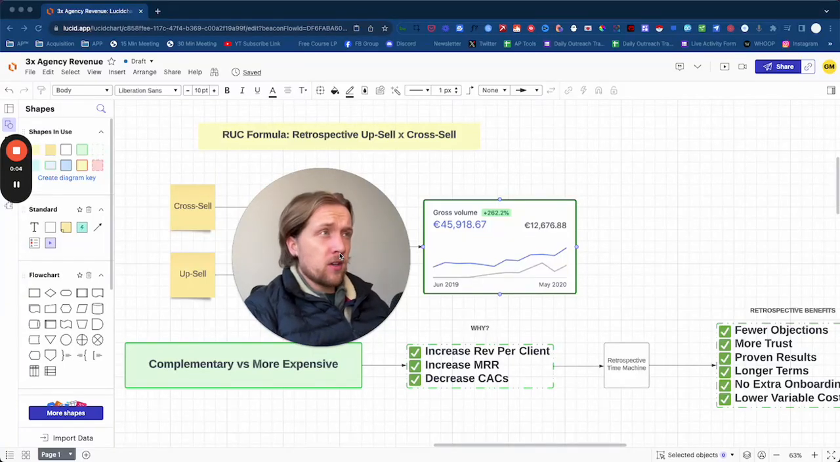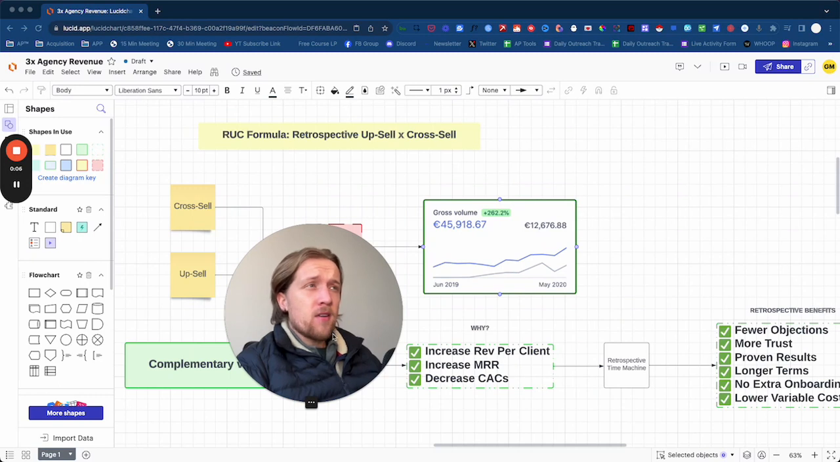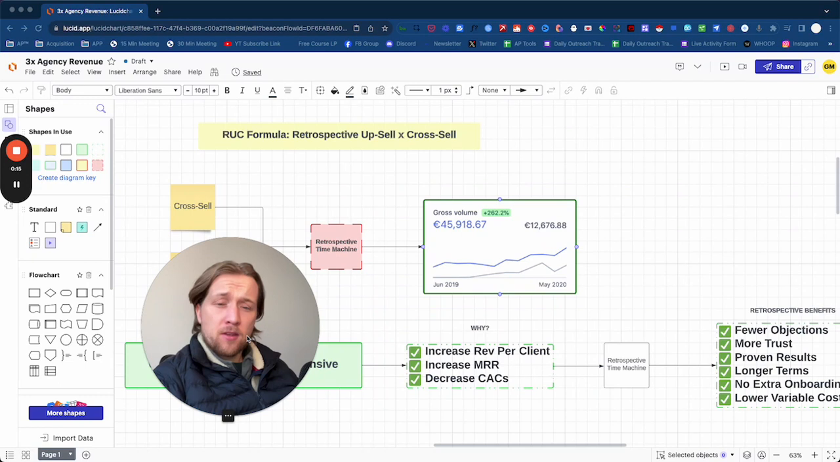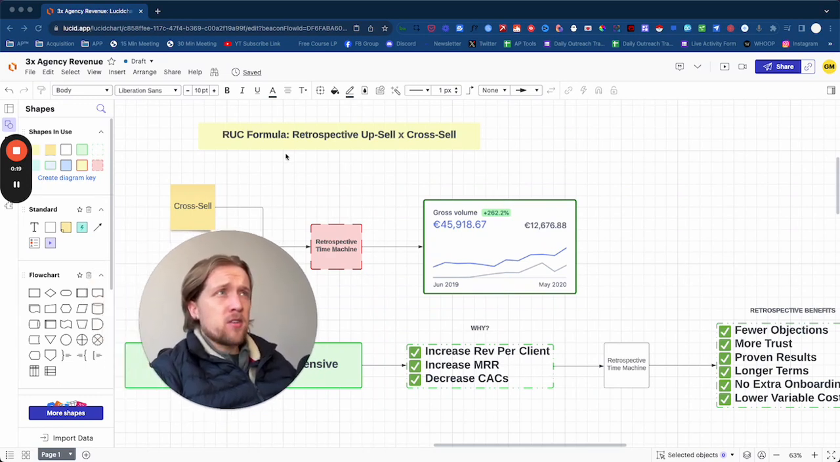Now in today's video, what I'm going to show you is a very unique implementation that you can use to 3 to 5x your agency revenue without actually having to acquire new clients. So stick around to the end. I'm going to show you the absolute step-by-step methodology towards the end of the video. But first things first, what I'm going to do is just introduce this formula here.